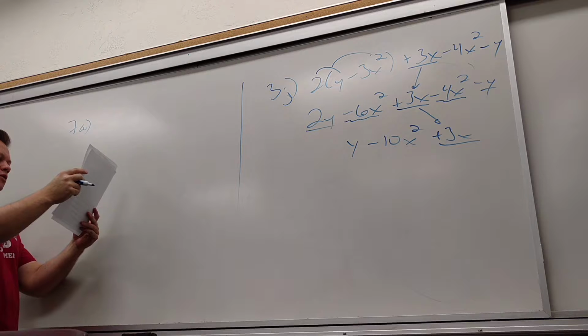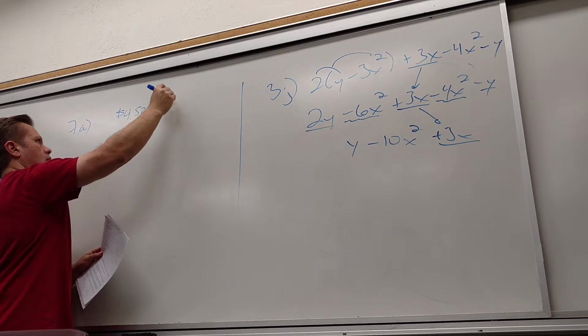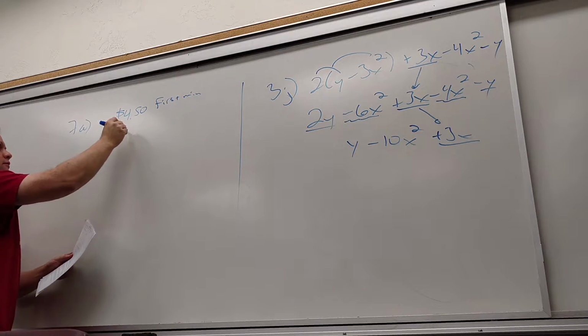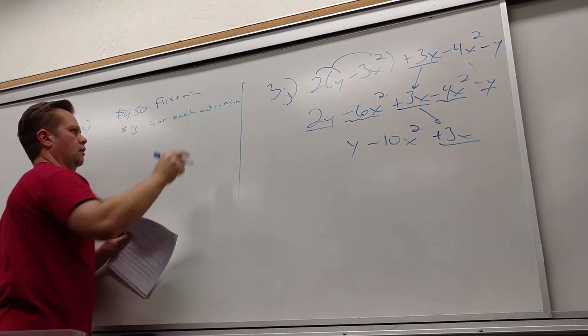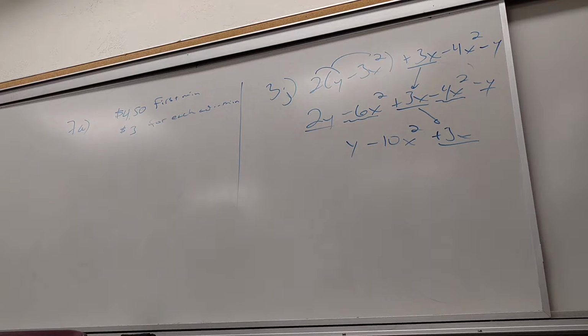7a. The cost to call the psychic hotline is $4.50 for the first minute and $3 for each additional minute. So just to make sure everybody understands, if I called and talked to them for 2 minutes, how much would I have to pay? You pay $4.50 for the first minute, then plus $3 for 1 additional minute, so $7.50. You guys with me?